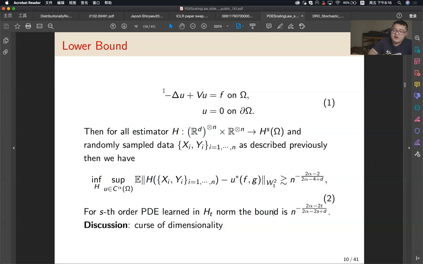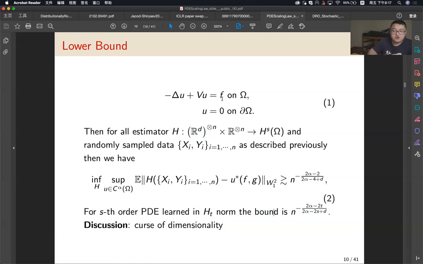If I want to solve a second order PDE in the H1 norm, I can have an estimator. I estimate my F very accurately, so I can reduce estimating a function to estimating the function F. Once you give me U, I can use this PDE to write down the F. So once you have a PDE estimator, I can get a very good estimator for F.